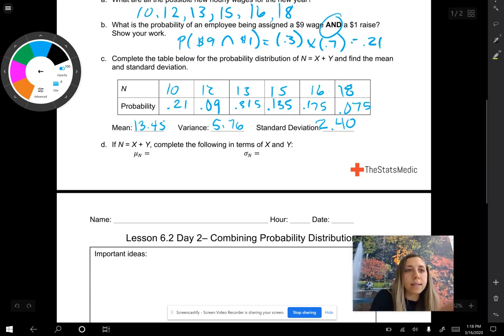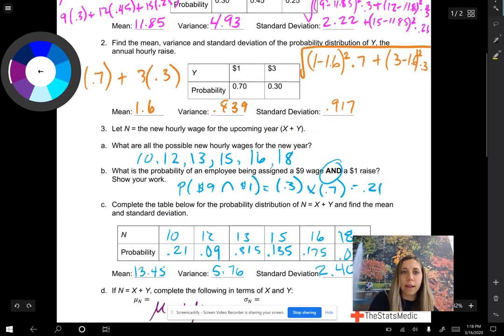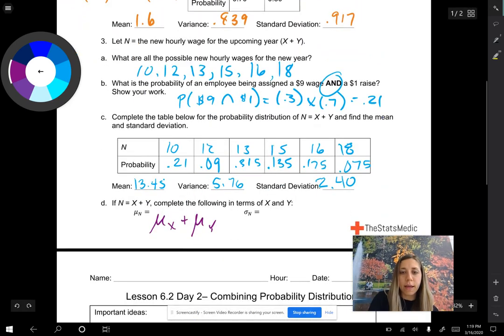So as an overall rule for this idea that we just discovered, if you're taking a probability distribution and you have two distributions, in this case X and Y, what you can do to find the new total is you're going to take the mean of the X and the mean of the Y's, which you would see if you added 1.6 and 11.85 together, you get 13.45.